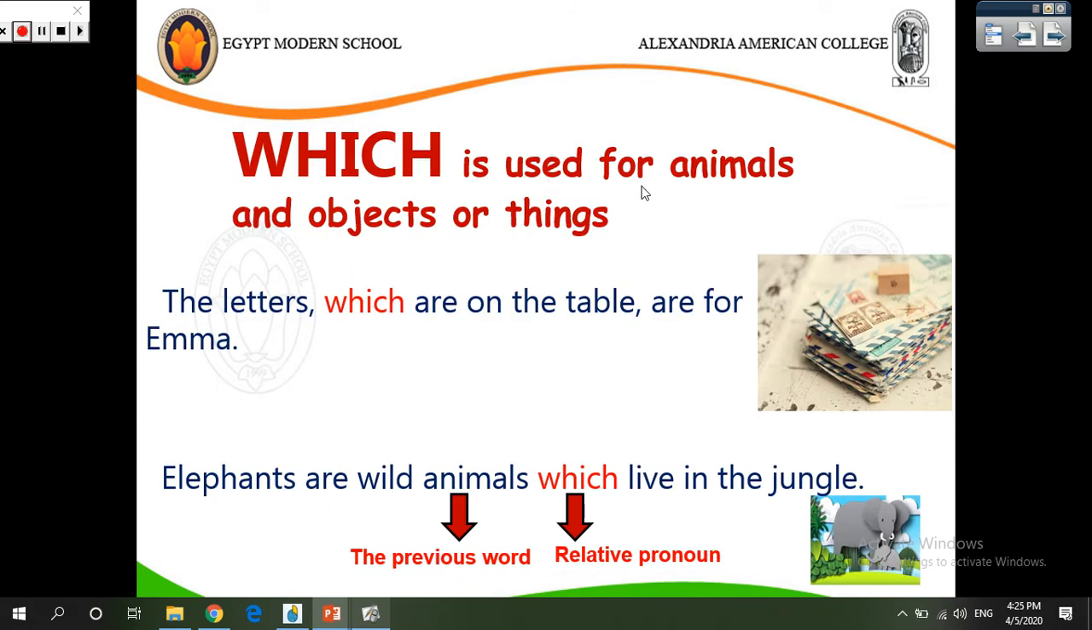Which is used for animals and objects or things. We use which to talk about animals, things, and objects. The letters is an object or a thing. The letters which are on the table are for Emma. Elephants are wild animals which live in the jungle. Which is the relative pronoun. Animals is the previous word before the relative pronoun.